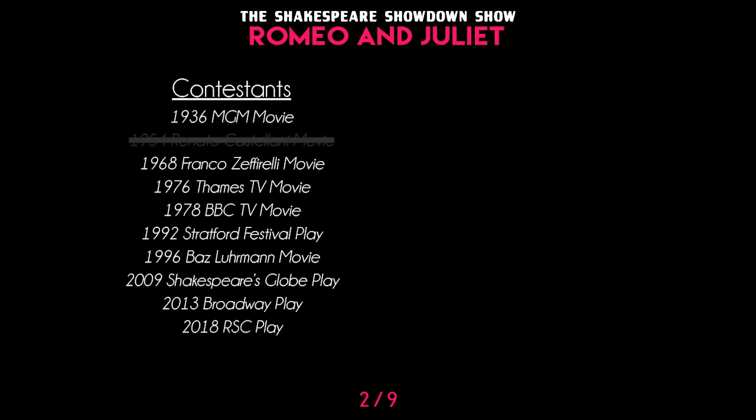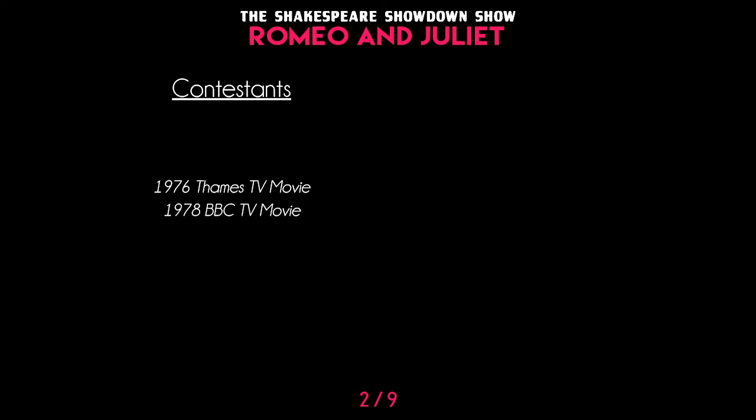In the last episode, we went in chronological order. This time, we're going to do it a little differently. We're going to do it by category, starting with the category of television. And we have 2 television contestants to look at, which are the 1976 Thames version and the 1978 BBC version.